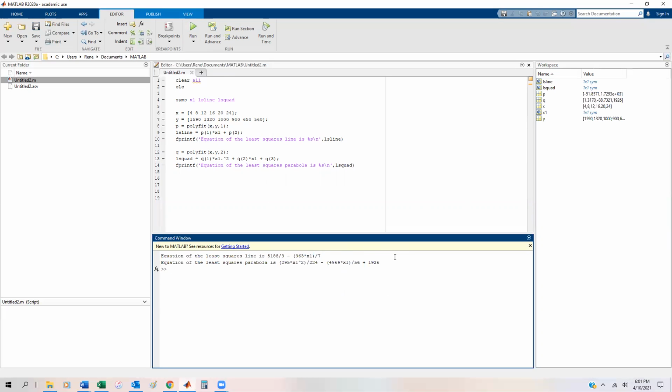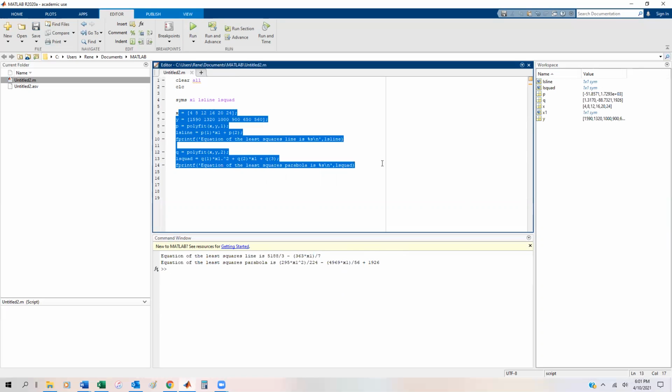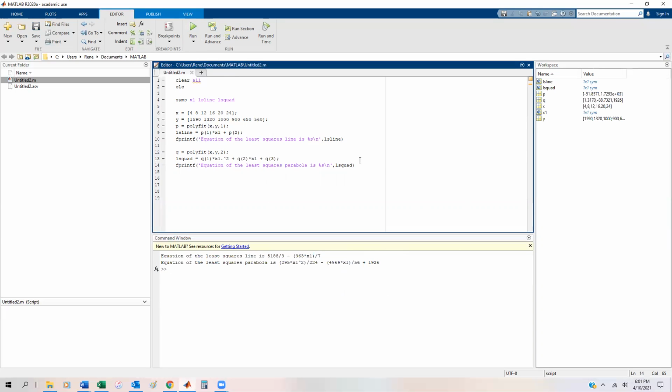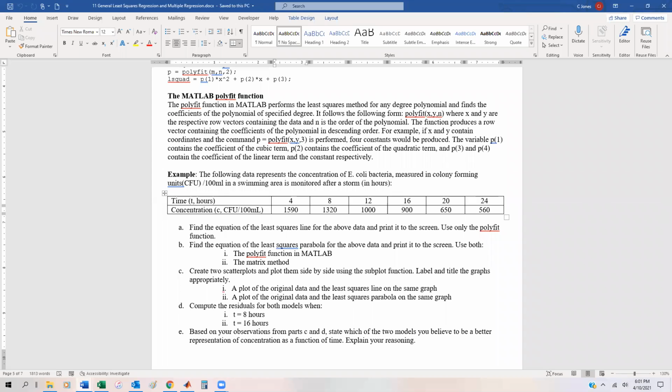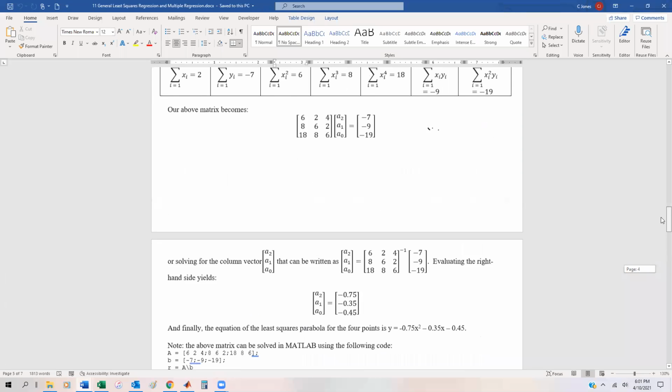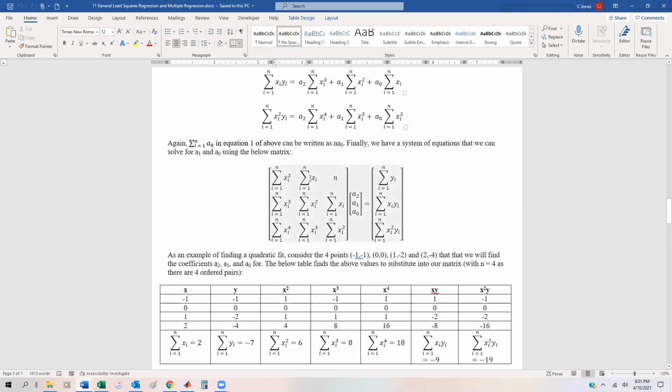All right, now the hard part for us is being able to get the equation of the parabola by using the matrix method. It's easy to just use the polyfit function. That's what MATLAB likes to do. But for us, let's just go ahead and plug it into Excel. And you might remember our formula. Let's scroll back up a little bit. So for our formula, we need sum of x squared, n, x cubed, x to the fourth, y, xy, x squared y. So we're going to compute all of those.